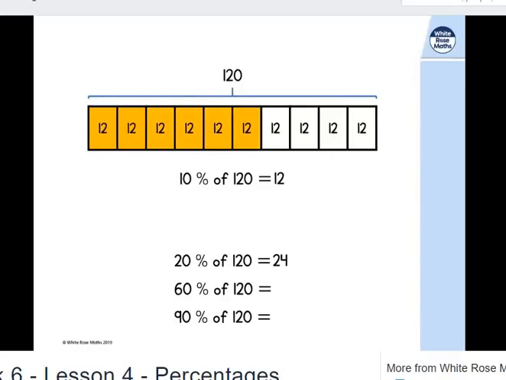Okay, 60%. 6 shaded parts, each representing 10%. So I can multiply 10% by 6 and then 12 by 6, which would be 72.